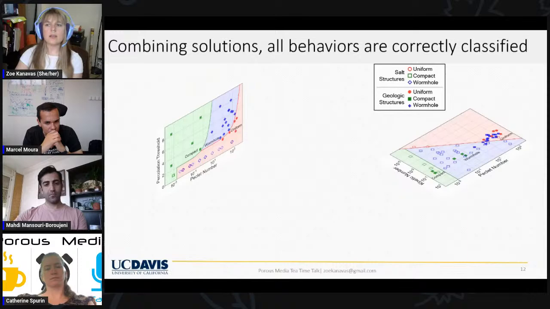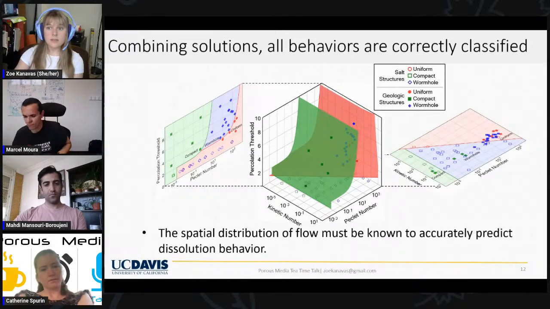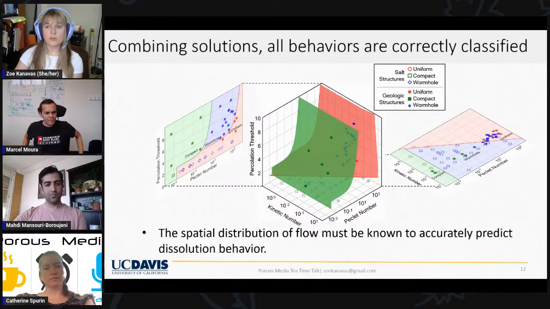Expanding and combining the individual solutions gives us a three-dimensional phase diagram that completely separates all the behaviors, regardless of the underlying structural complexity. Thus, the spatial distribution of flow must be known in order to accurately predict the dissolution behavior.